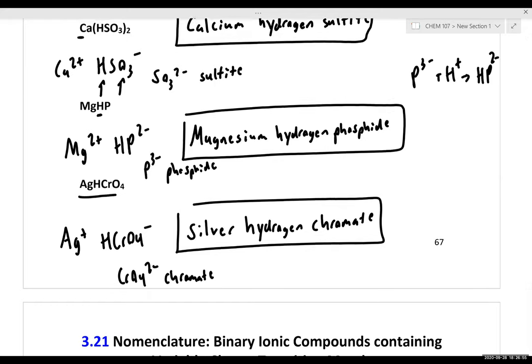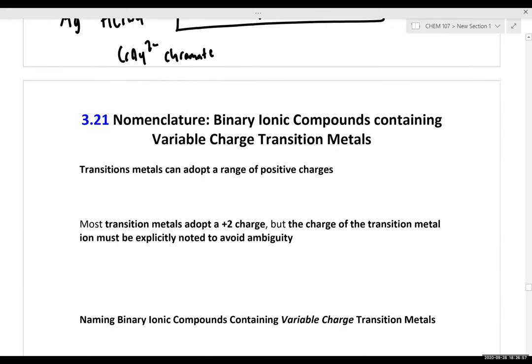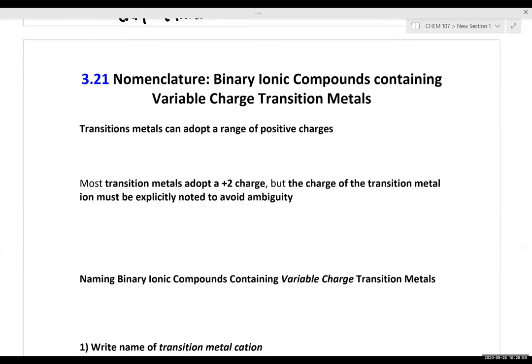Okay, so let's now talk about a subclass of compounds that requires you to be a little bit careful, and this is where our charge rules really start to become quite useful. So we're talking about naming binary ionic compounds with variable charge transition metals. Transition metals can adopt a range of positive charges.